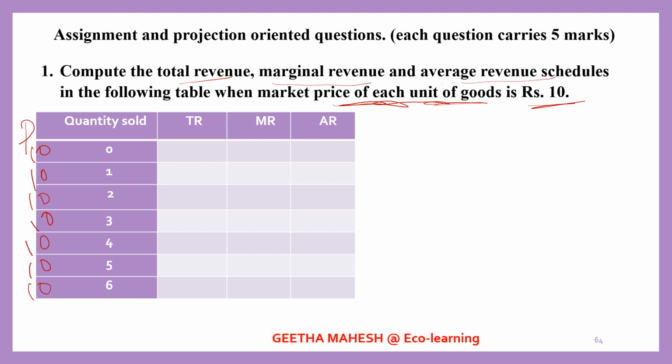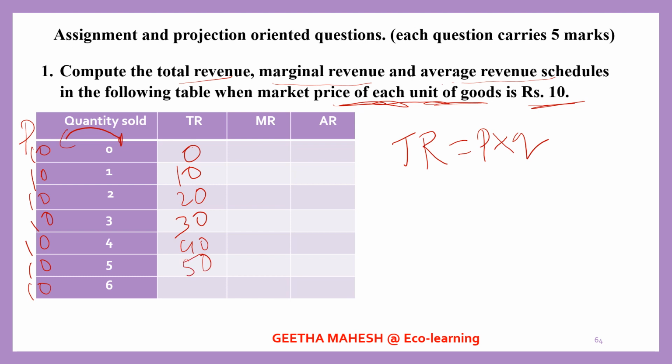We need to find out the TR. We know that TR is equal to P into Q. So multiply quantity with the price, and you will get the TR. So 10 into 0 is 0. 1 into 10 is 10. Then 2 into 10 is 20. 3 into 10, 30. 4 into 10, 40. 5 into 10, 50. 6 into 10, 60.